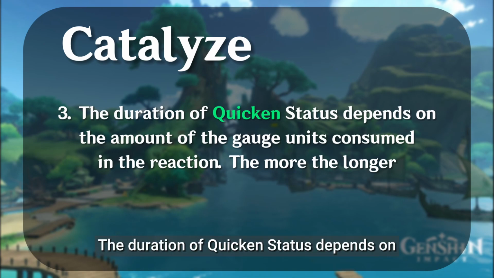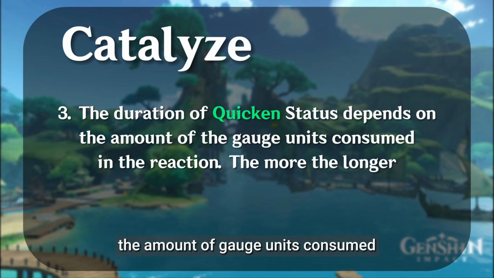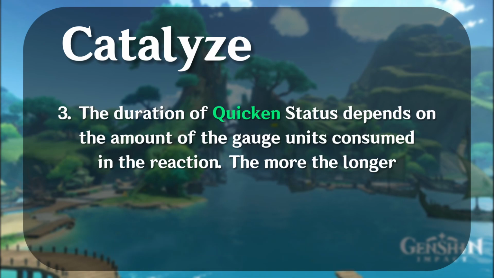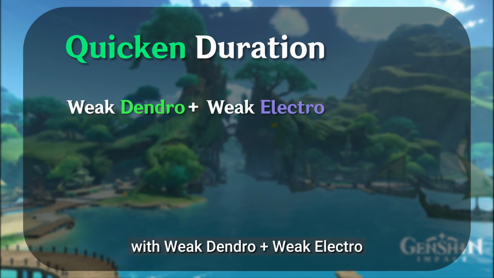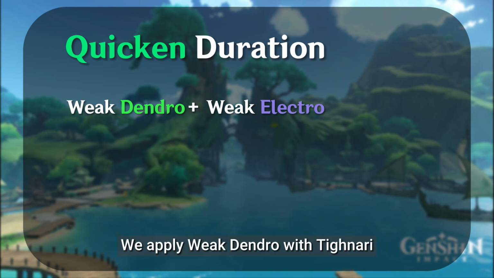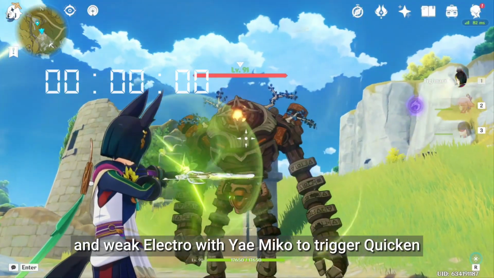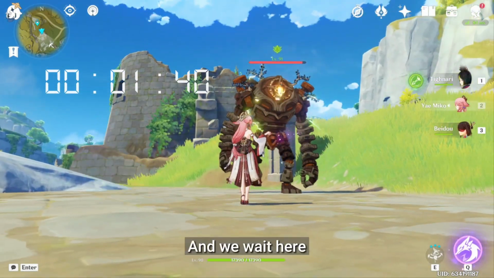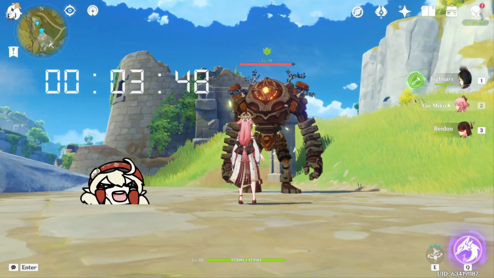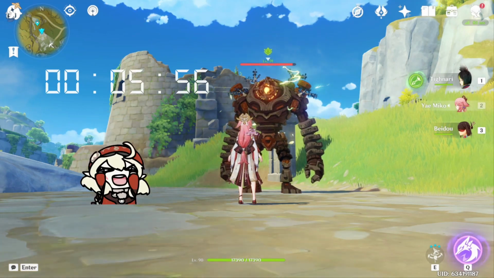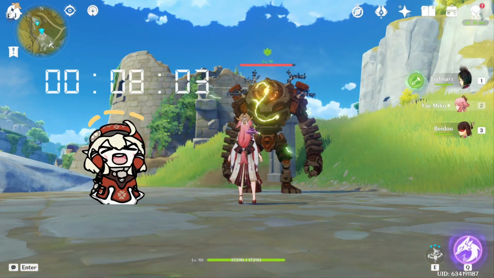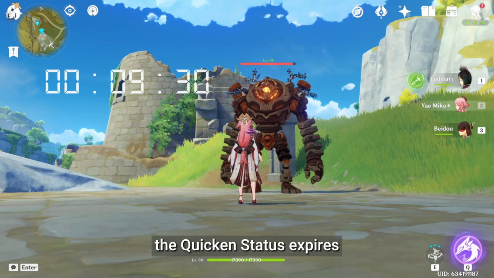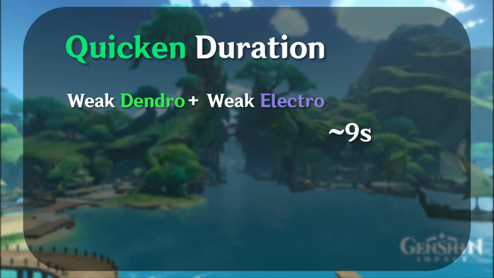Next, the duration of Quicken status depends on the amount of gauge units consumed in the reaction. The more, the longer. First, let's do an experiment with weak Dendro and weak Electro. We apply weak Dendro with Tinali and weak Electro with Yaimiko to trigger Quicken. And we wait here. We can see that the Quicken status expires after about 9 seconds.